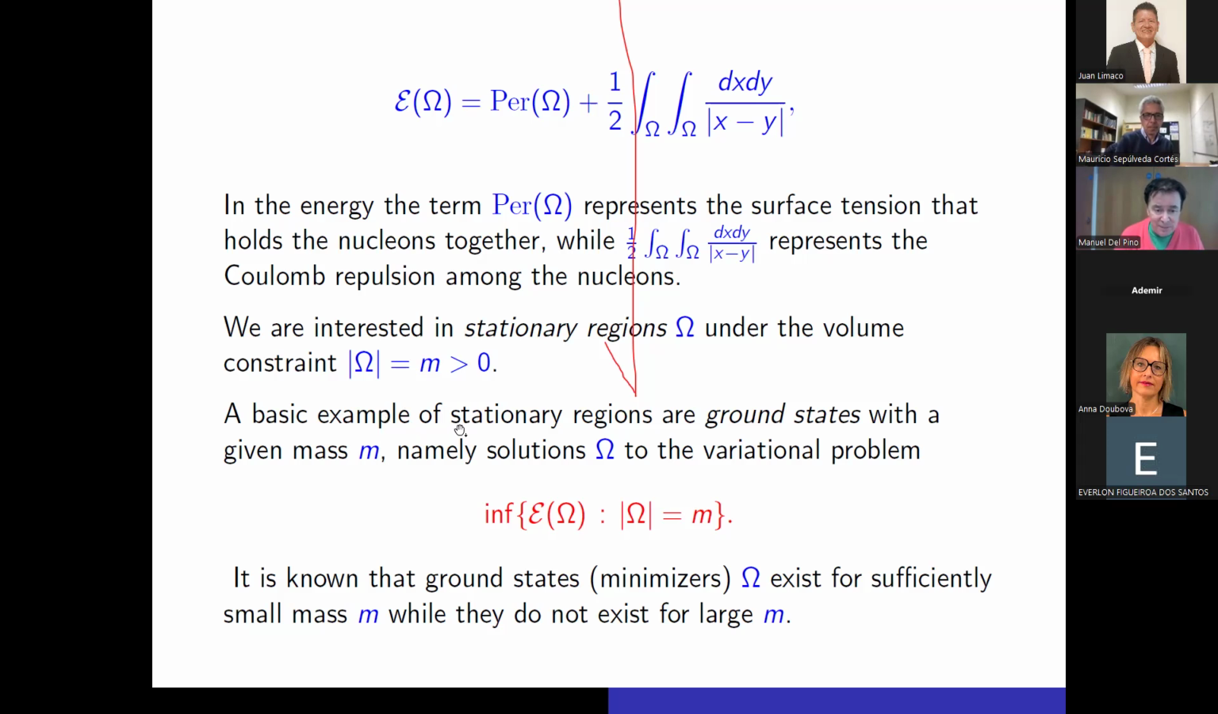So a basic example of stationary regions are ground states with a given mass m. And what are these ground states? They correspond to minimizers, in case they exist, of the energy subject to the volume constraint. So that's the simplest type of stationary point or critical point that we can imagine. There are these solutions of this constrained minimization problem. Well, it turns out that the following is known. It is known that ground states do exist, provided that the mass is sufficiently small, while they do not exist if the mass is large. This is a fact. This is known. I will try to explain it intuitively in a moment.